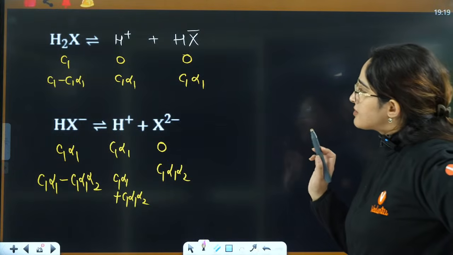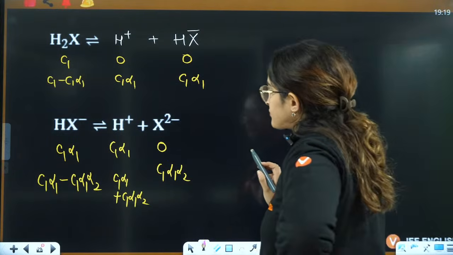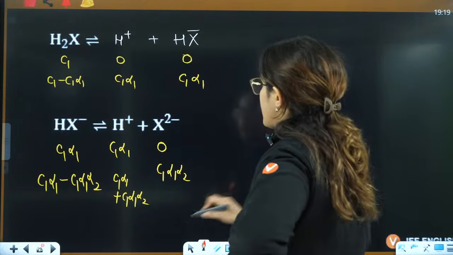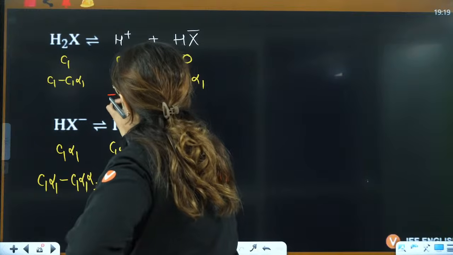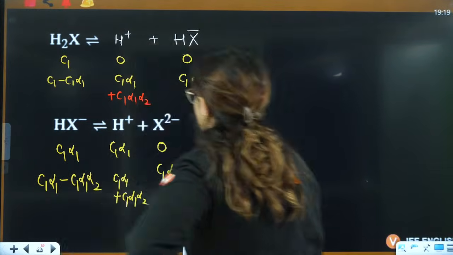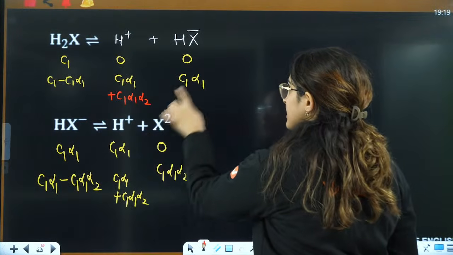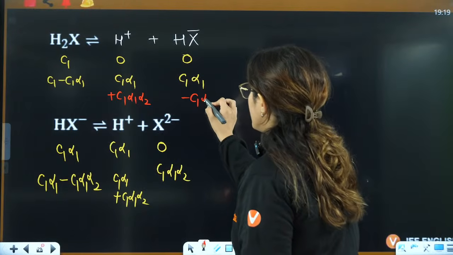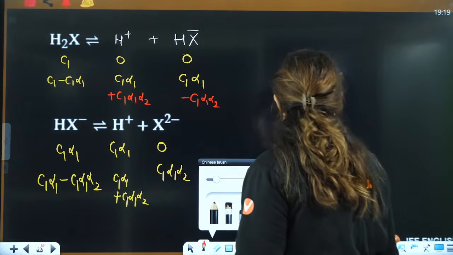This is given. H positive concentration has to be the same in both the cases. So here also you will add C1 alpha 1 plus alpha 2, right? And here also HX negative is also in both the cases. So here also you will subtract C1 alpha 1 and alpha 2.